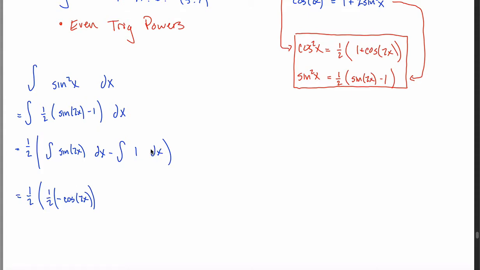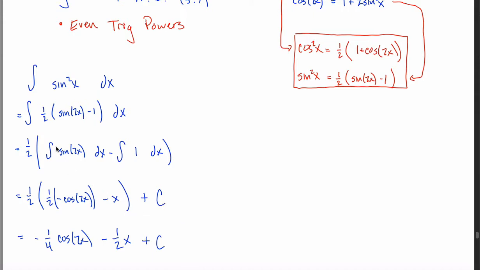For this one, my work is really easy. The antiderivative of 1 is just x. If I have all my parentheses closed, I believe I have the right answer right here. It's not a bad idea to clean this up just a little bit. 1/2 times 1/2 is 1/4. I could call this negative 1/4 cosine of 2x minus 1/2 x plus c, and then I can be done with this problem.